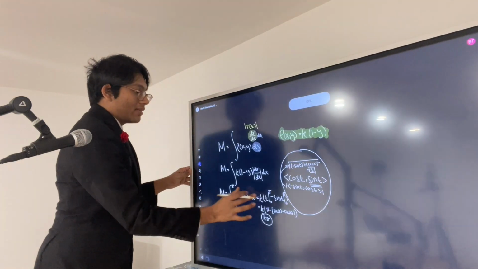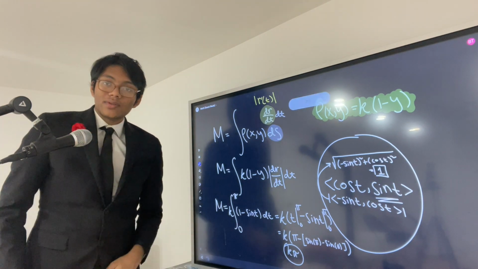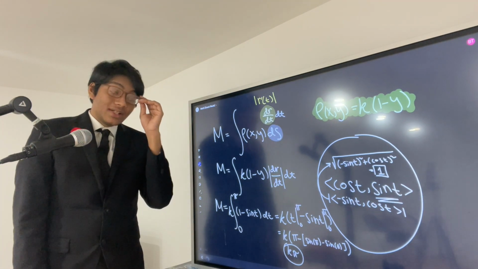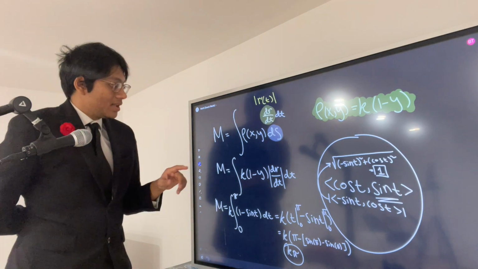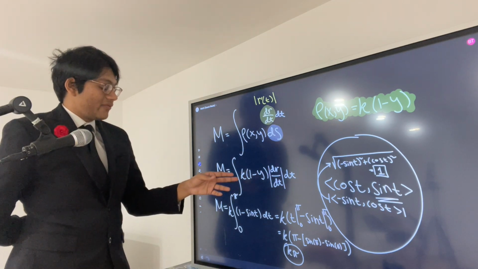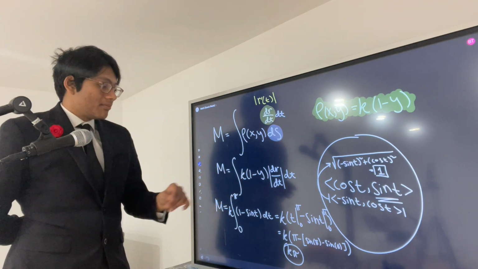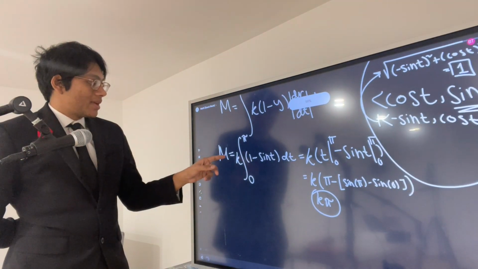for our mass. Now let's go ahead and check, and let me explain through the process of checking what we did here. To find the total mass of my wire, what did I do? Well, I had my dr dt, I had my dt, I had my function k times 1 minus y. I had the following for my mass.